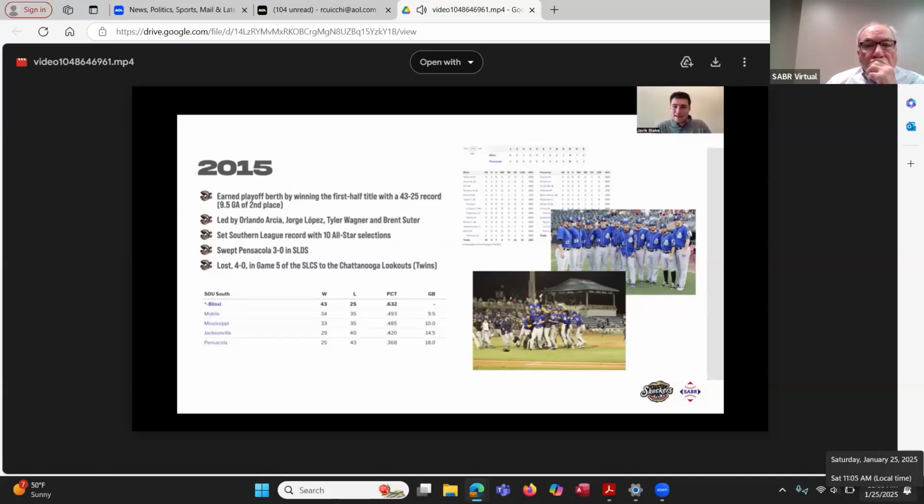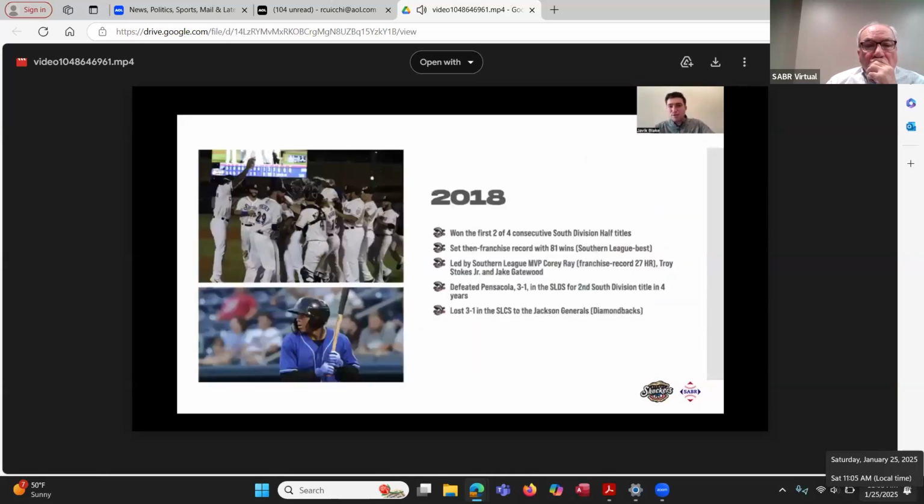They lost 4-0 in Game 5, but a miraculous season that started out with 54 consecutive games on the road, 10 All-Star selections, opening the ballpark, baseball back in Biloxi for the first time since the 1920s, gets to Game 5 and comes up just short. So now 2018, you look down at that fourth bullet point, well, they defeated Pensacola again.